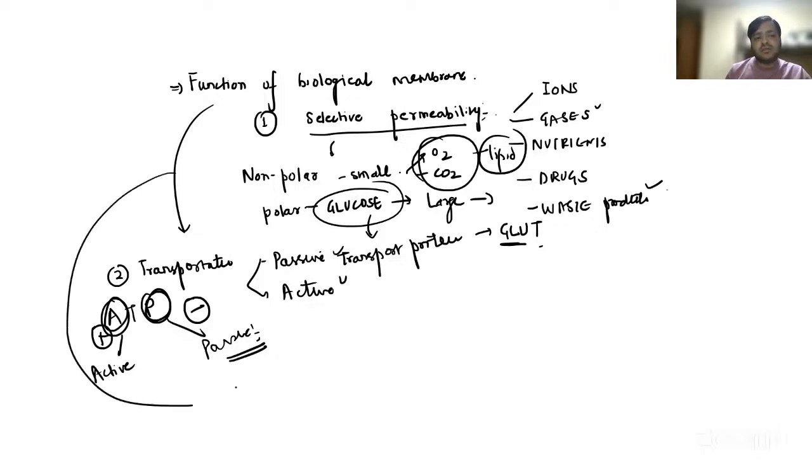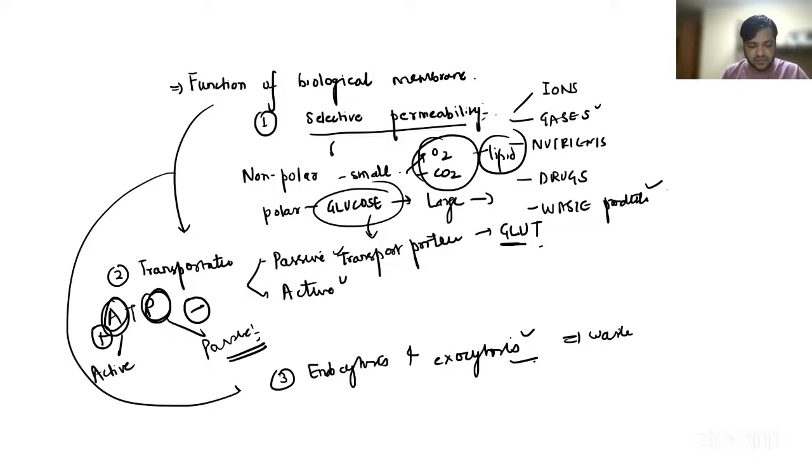One more function: the membrane also allows the internalization of some compounds through endocytosis and exocytosis. These processes are very important for waste removal, for uptake of nutrients, and for communication between the cells.